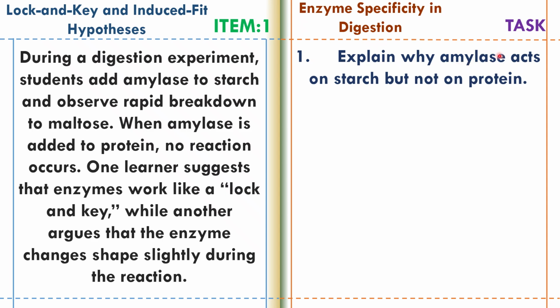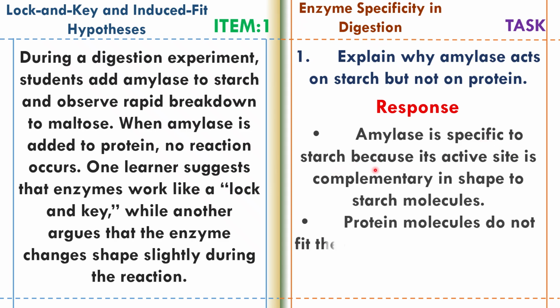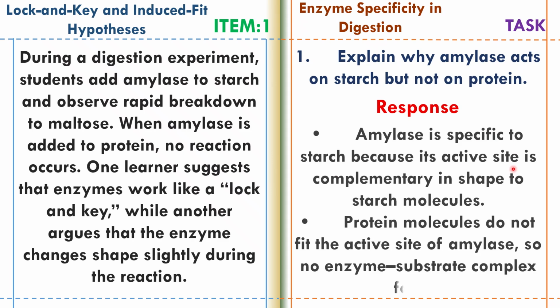Explain why amylase acts on starch but not on protein. Amylase is specific to starch because its active site is complementary in shape to the starch molecule. Protein molecules do not fit the active site of amylase, so no enzyme substrate complex forms.